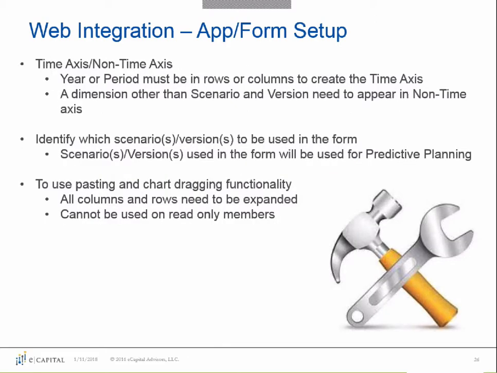For app or form setup here, the time axis and non-time axis must be present in your form. So on your time axis, you must have either a year and/or period in your rows or columns to create that time axis. So in our graph, we had year and period in our columns. And then in our non-time axis, we must have a dimension other than scenario or version. So in our case, we had accounts in our rows to make our non-time axis.